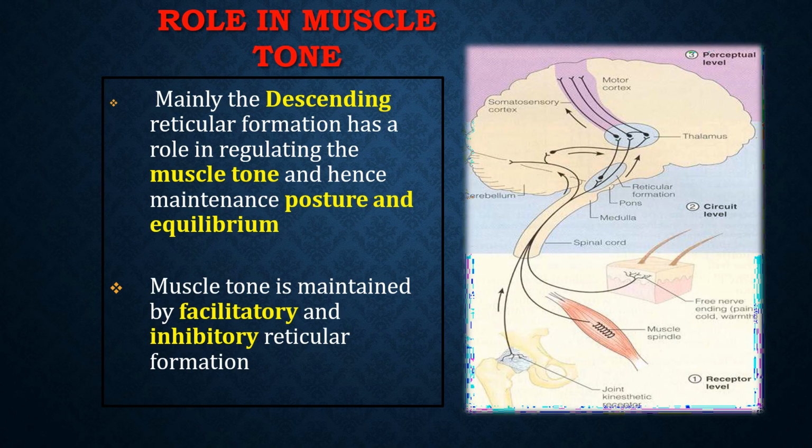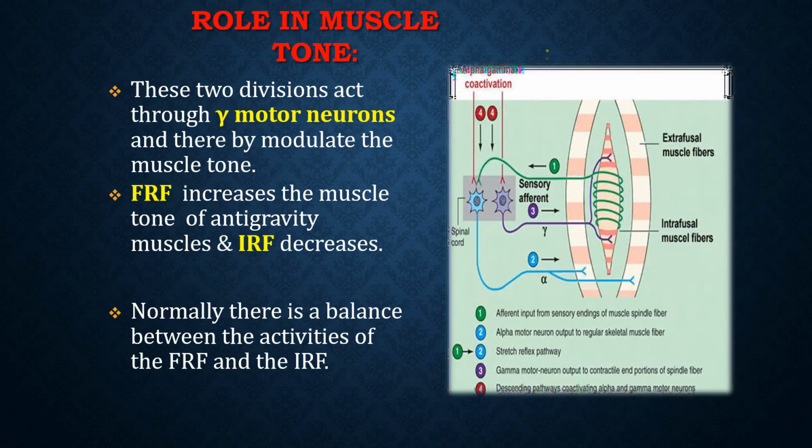And how it controls the muscle tone: mainly the descending reticular formation has a role in regulating the muscle tone and hence posture and equilibrium. This is by the reticulospinal tract, as I have already discussed in the extrapyramidal system. Muscle tone is maintained by facilitatory and inhibitory reticular formation. These two divisions act through gamma motor neurons and thereby modulate the muscle tone. Facilitatory increases the tone of anti-gravity muscles and inhibitory decreases it. Normally there is a balance between the activities of both these groups of neurons.